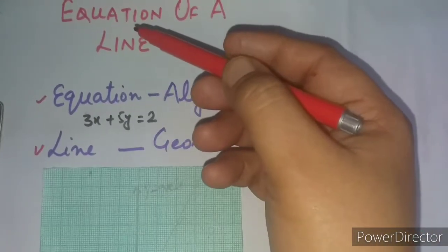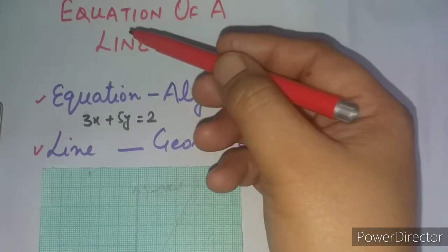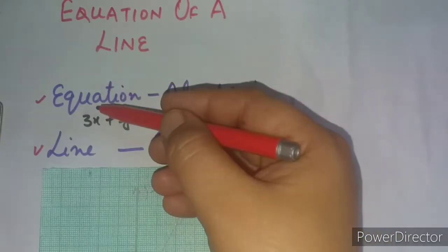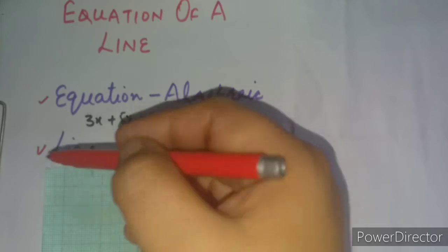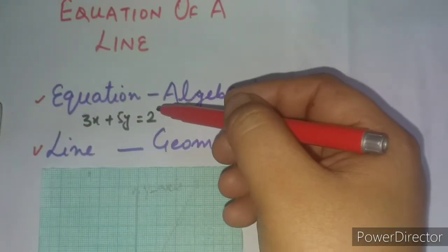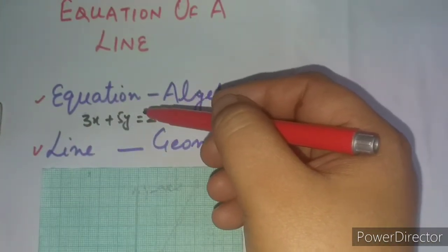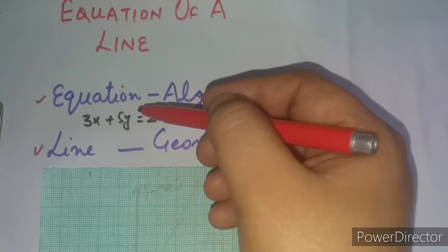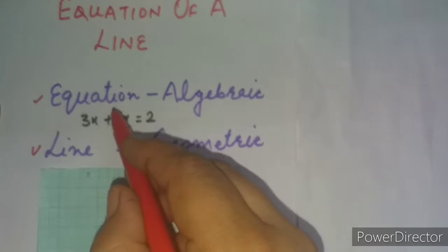Now the name of the topic contains two important terms. One is the equation, another one is the line. Okay, equation and a line. Now let us see first of all how they are related, what is the similarity there, and why they are different. Okay, first of all, equation.